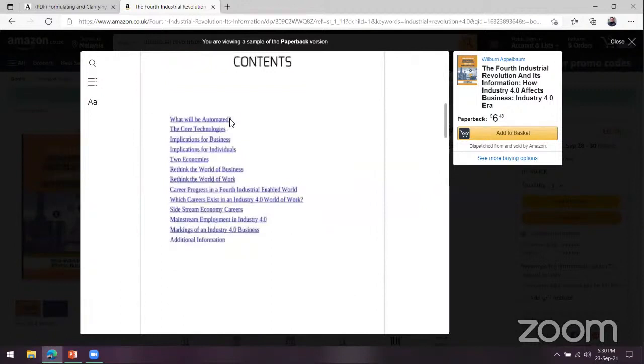Do you want to look at automation? Or maybe you want to look at impact for business or impact for individuals? Or do you want to look at the economy? Or do you want to look at, for example, career, how Industrial 4.0 is going to replace manpower? Then after that, you might want to look at employment. So from here, you choose one as your topic. That is the fundamental way for you to start.